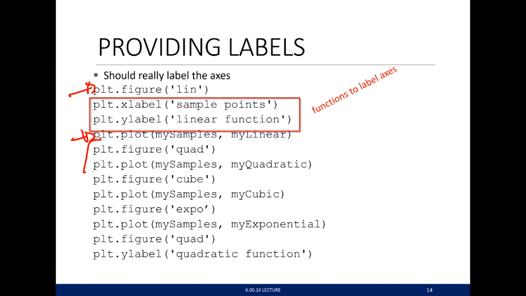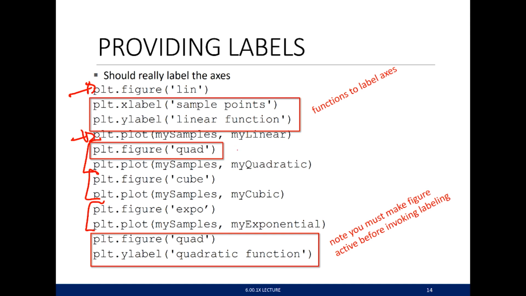I can open up, as I did before, another figure, quadratic, and do plotting there. I could open up another figure, which is cubic, and do plotting there. I could open up another figure and do exponential plotting. And then I might decide, you know what, I want to go back to the quadratic figure and add a label. Having first created the quad figure, I've done a few other things. I can come back right here and say, please reopen the quad figure. Calling figure with the same name will do that. And inside of that window, I'm going to add in another label. I'm going to put a y label that says quadratic function on there.